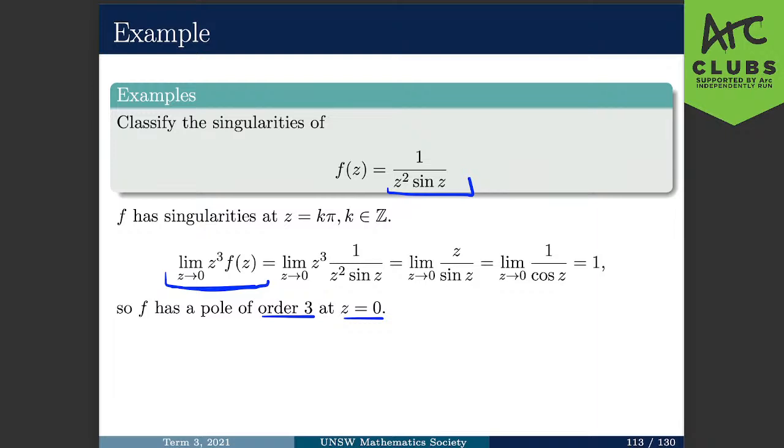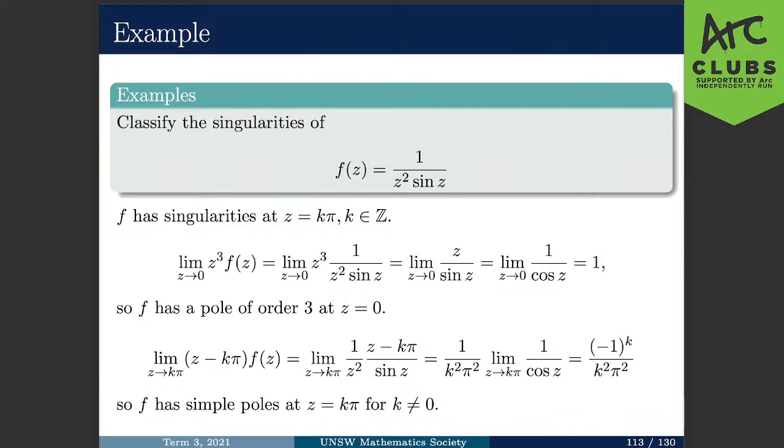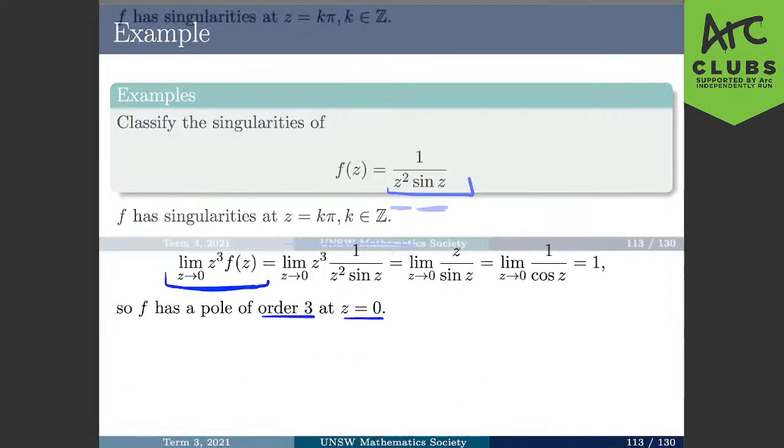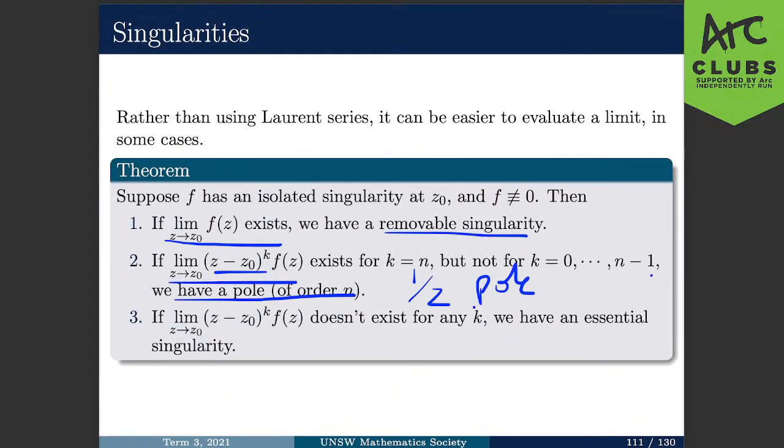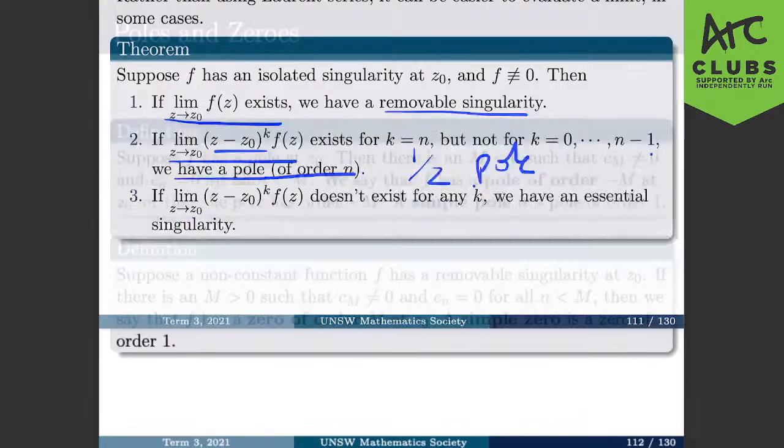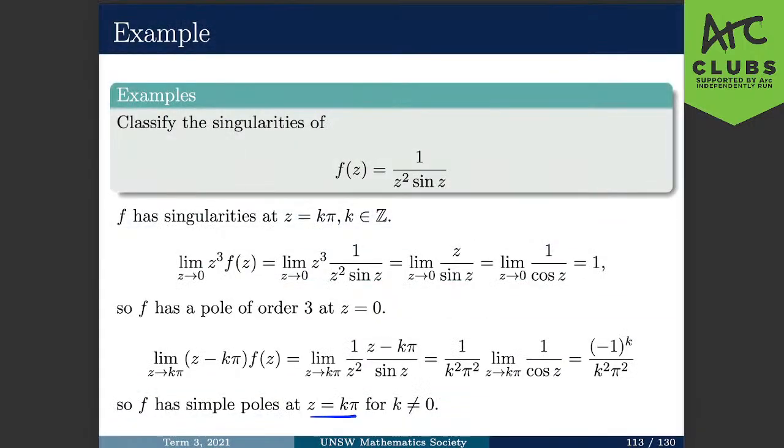So that's for 0. Now for the other k pi, we'll use the same tactic. Based on the formula we had before, one of the easiest ways of evaluating a pole is that if we multiply by z minus z0 to the power of k, we need the limit to exist. So for k pi, if we now multiply by z minus k pi, then we do some stuff, just using L'Hopital's rule, and we see that the limit exists. So we say that it has a simple pole, a pole of order 1. A pole of order 1 means that if I multiply by this thing to the power of 1, then the limit exists. Whereas here it was order 3 because I had to multiply by z to the power of 3 in order for the limit to exist.